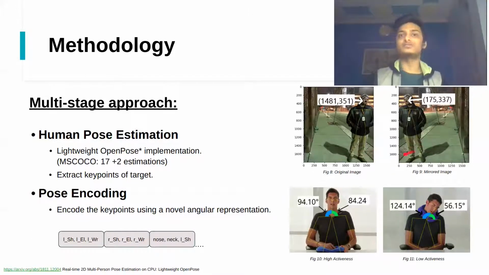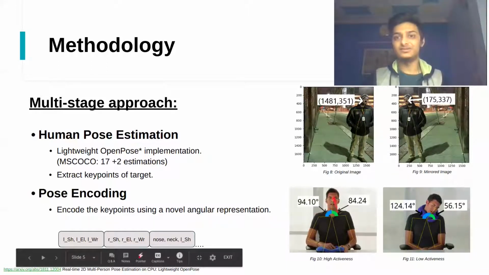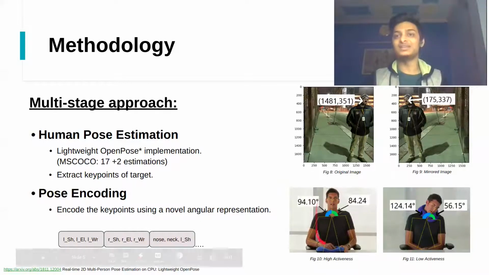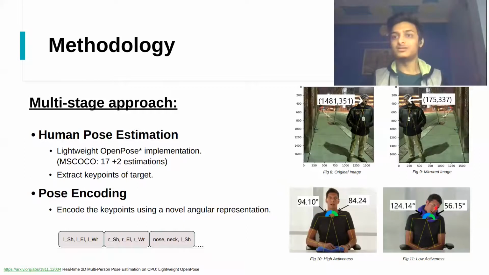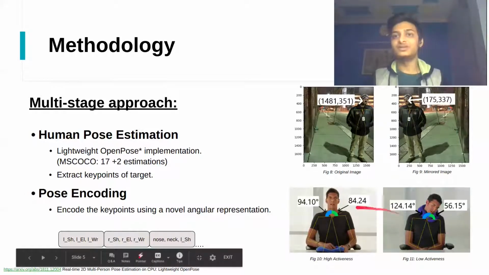For that, we used angular representation instead of the exact coordinate spaces. We used angles such as, you see that this person is sitting upright, so he has a high activeness, right? So take a look at the angles between nose, neck, and the right shoulder, and take a look at here: nose, neck, and right shoulder. Look at how these values change. So we use these as the features basically in the next module, which we'll talk about in just a bit.